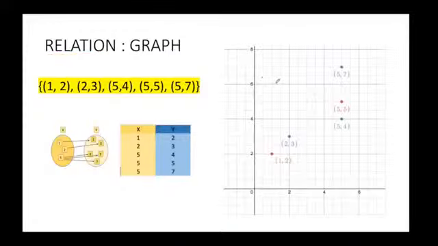There's another way to express that, using what we call the graph. In the xy plane, we put the set of inputs on the horizontal axis. We put the set of outputs on the vertical or y-axis, and we can plot the points: (1, 2), (2, 3), (5, 4), (5, 5), and (5, 7). So all of these mean the same thing. They mean the same relation, expressed in 4 different ways: as a mapping, as a table, as a set of ordered pairs, and as a graph.